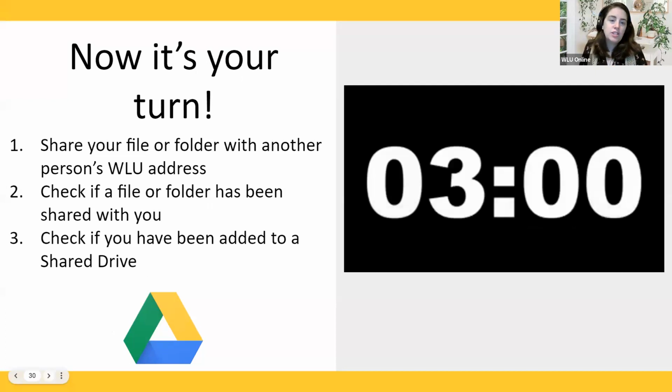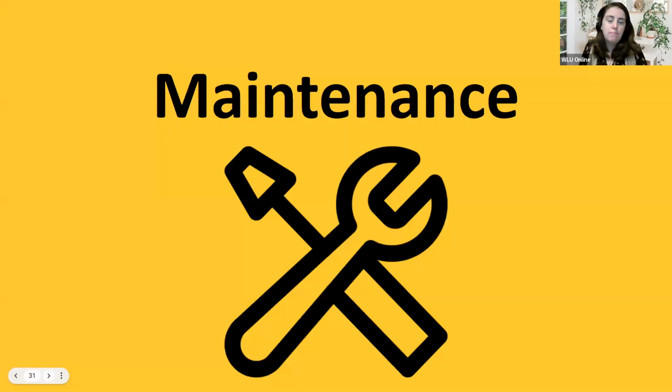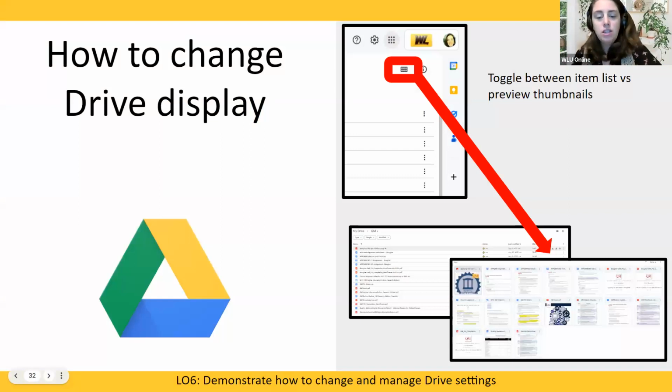The next section is maintenance. So you have all these files, you address the sharing issues, but now how do you use it day to day? So you may be able to find things or like to see things in a different format. If you are in your Google Drive and there's two little icons up here by your account, you can toggle between them and change how you see your files or folders.